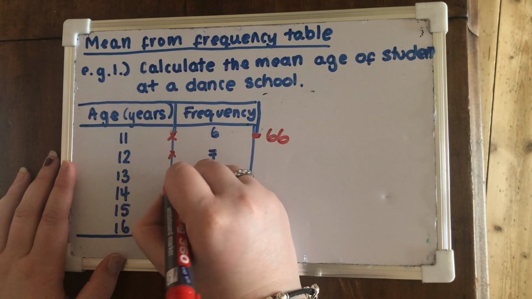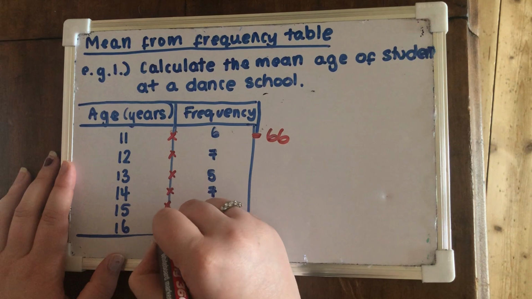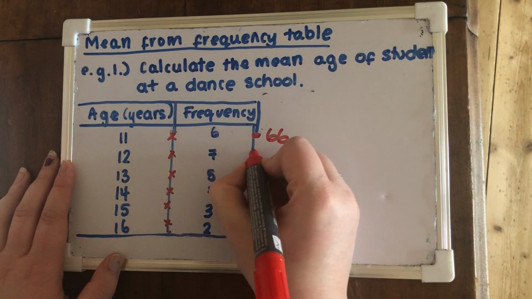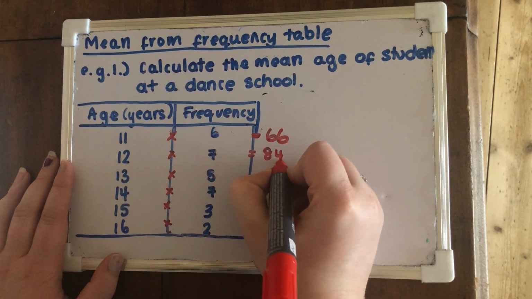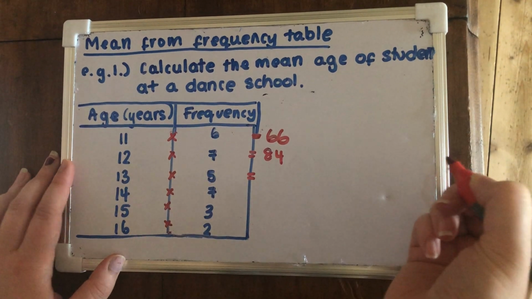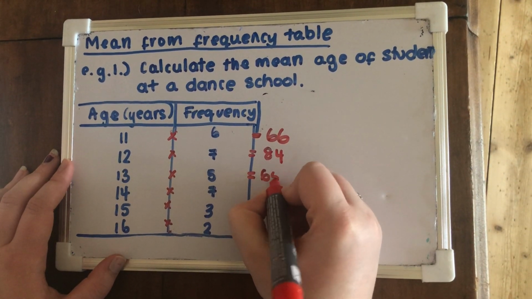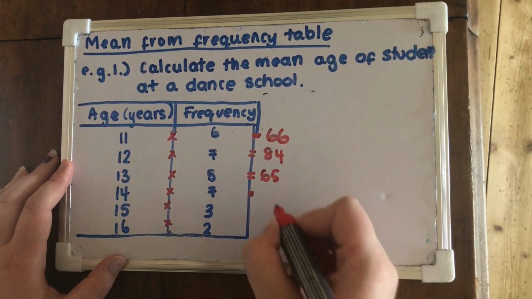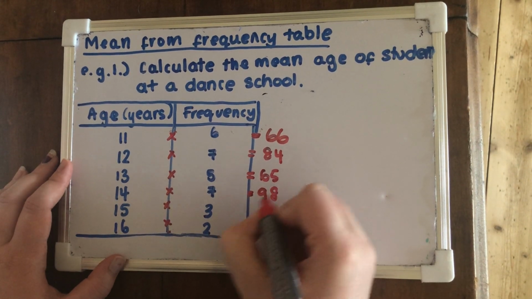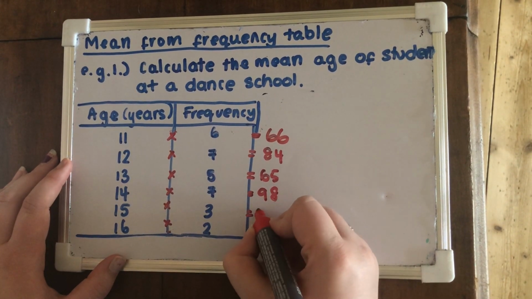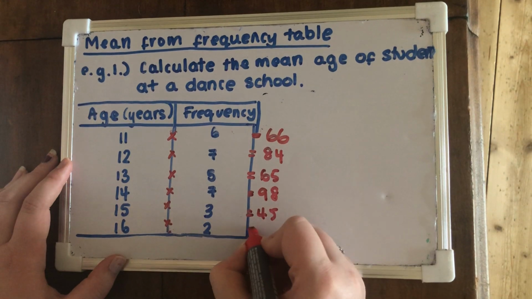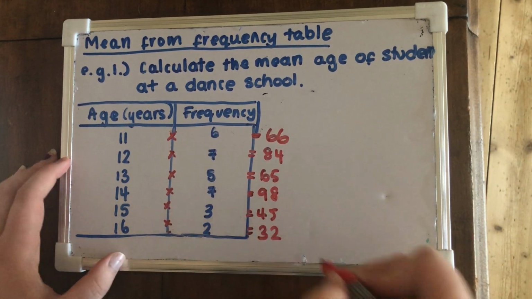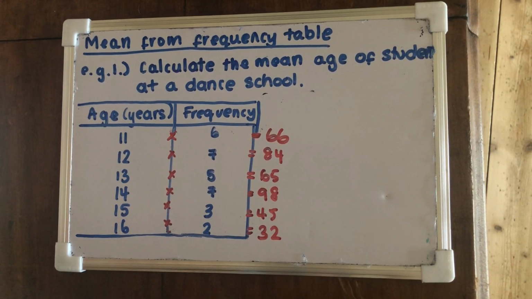Okay, and we just do that for all of the ages that we've got. So 12 times 7, 84. 13 times 5, 65. 14 times 7, 98. 15 times 3, 45. 16 times 2, 32. Okay, and again, you can use a calculator on that bit if you want to, but you don't need to.